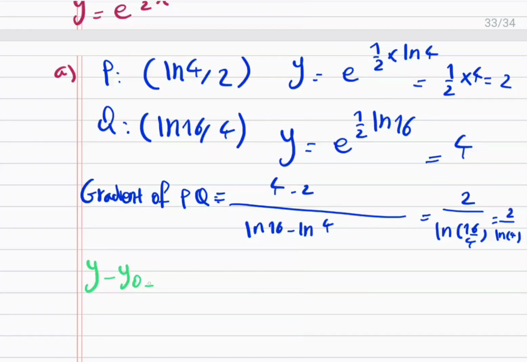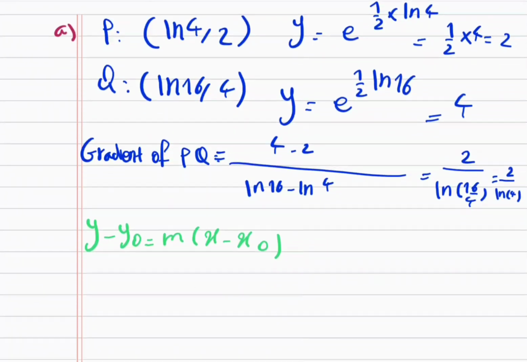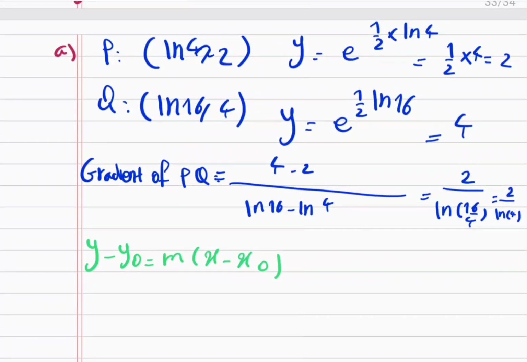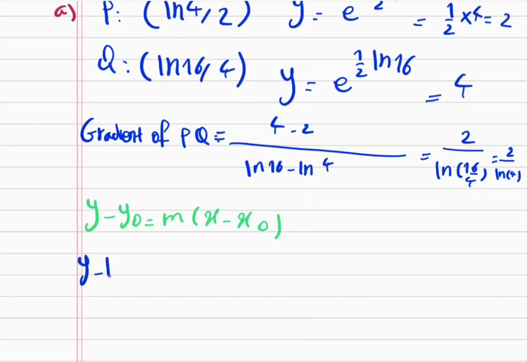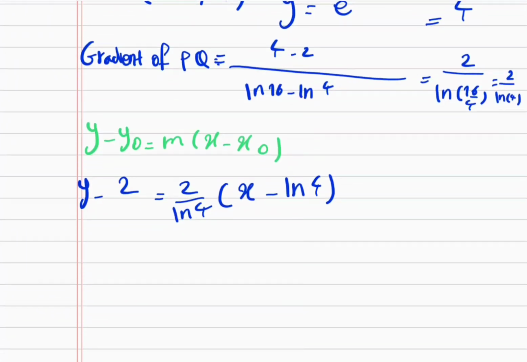Now that we have the gradient, we can use the formula y minus y0 equals m times x minus x0. In this formula, remember that y0 and x0 are just the coordinates of the point, and m is the gradient. So let's substitute the coordinates of point P. The y coordinate of P is 2, so we have y minus 2 equals 2 over ln 4 times x minus ln 4. Right, so this is the equation, and we can simplify this now.